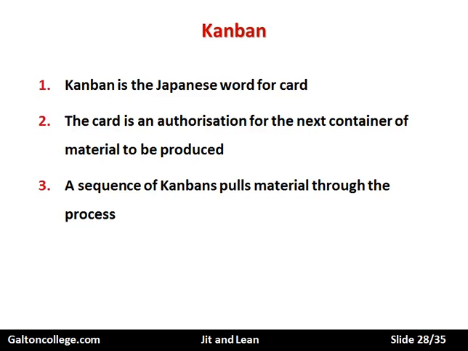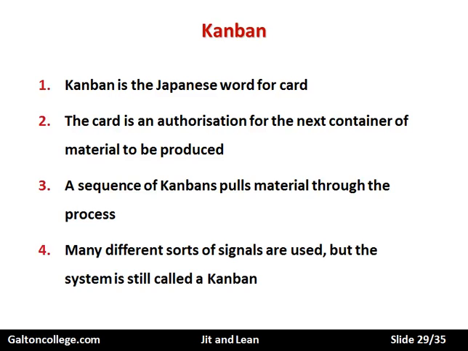Here are the components, here's the card. The card says this is the job, this is when the order was received, now assemble these. And that's on the card. And in the office, at the same time, the manager will move the sticker from one particular process into assembly, because that's where the job has got to now. Many different sorts of signals are used, but the system is still called a Kanban. So it doesn't matter what the symbols are, it's still a Kanban.